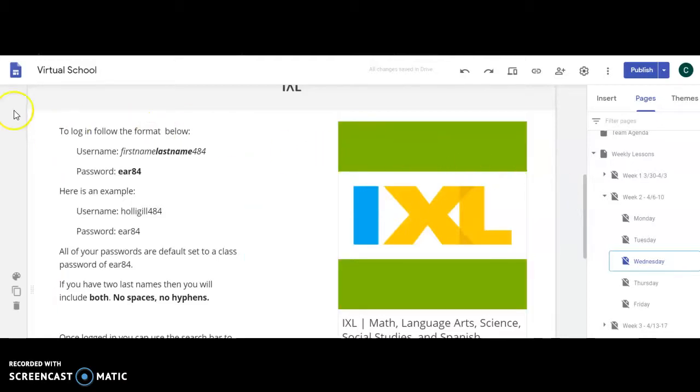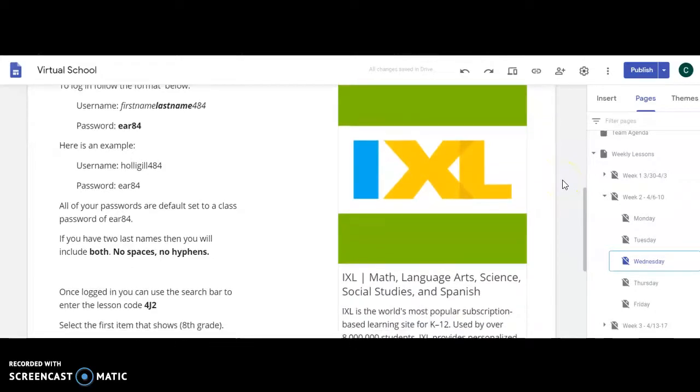So I do have here on the website some login information, some guidelines for you. We do have a default classroom password, ear84. All right, so make sure your username is your first name and your last name with the numbers 484 that follow. I gave an example for you. If you are a student that has two last names, you will need to include both. If your last name is hyphenated, include both parts, but no hyphens. There are no spaces, nothing, it's just all one set of words mashed together.